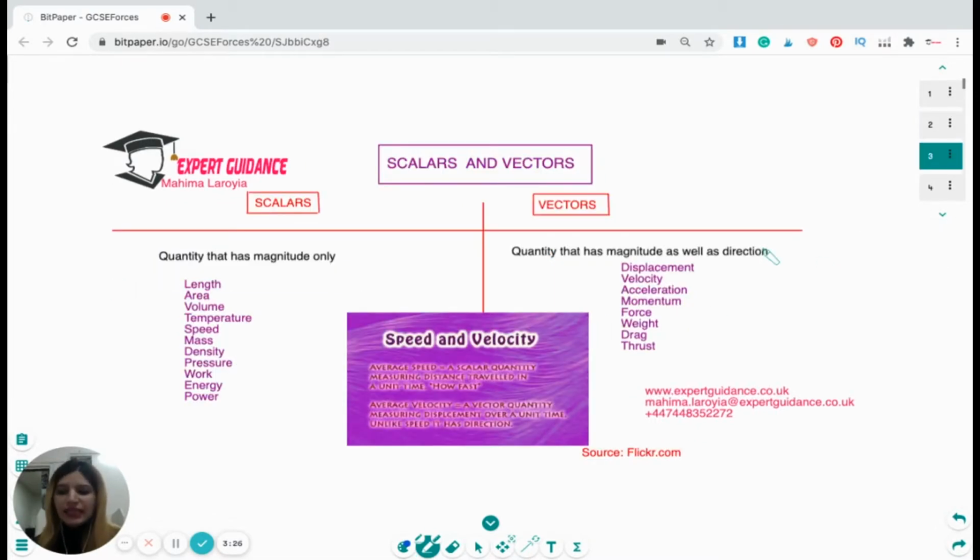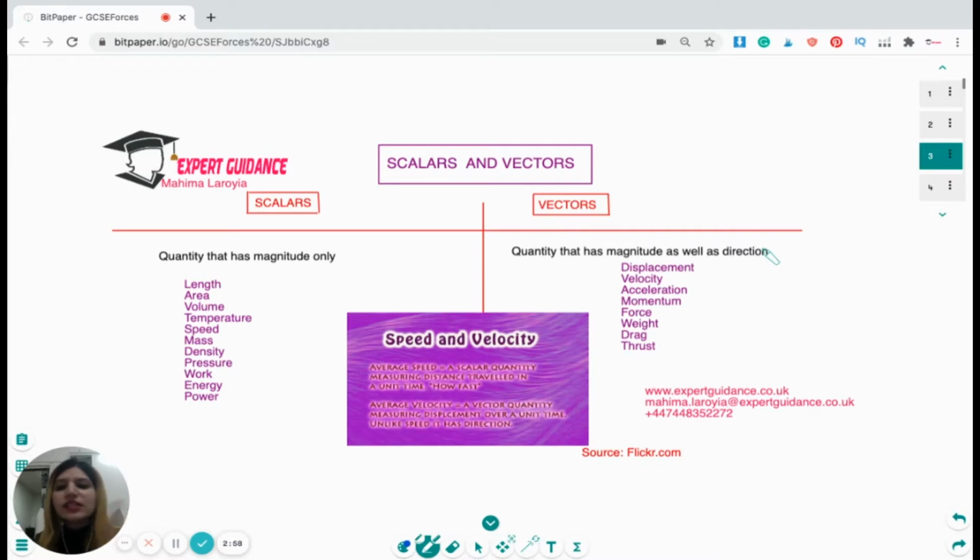Now, the first thing that you need to remember is what are scalar and vector quantities. We need to know the definitions of them and a few examples of them. Now, in the exam, they can ask you as a normal question, what are scalar quantities? Give examples. What are vector quantities? Give examples. Or they can give you different quantities and ask you to classify them into scalars and vectors. So you should know what are scalar quantities and what are vector quantities.